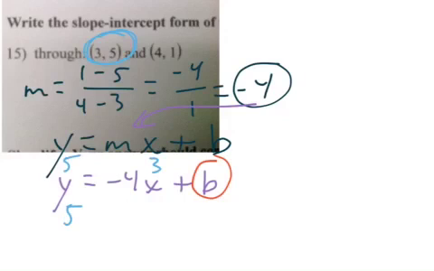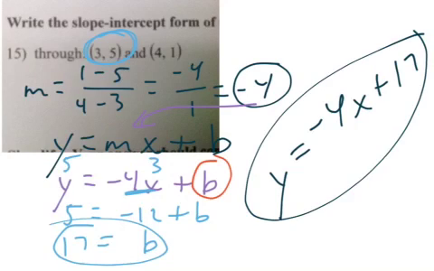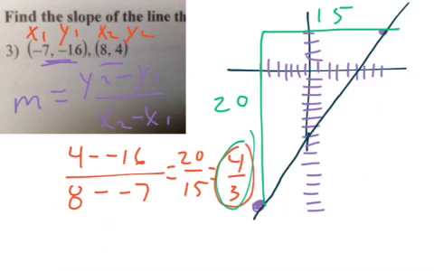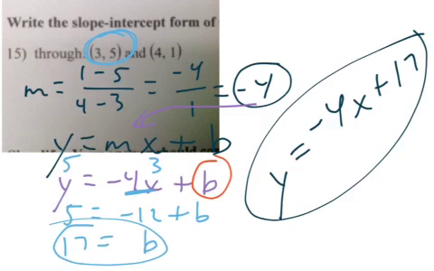Let's see what we get now. 5 equals negative 12 plus b, right there, negative 4 times 3 is negative 12. Adding 12 to both sides, b is 17. Hey, we know b, we already know m, hence the equation is simply y equals negative 4x plus 17. Let's check that with our answer key. There it is, right there, ladies and gentlemen. Problem 15, y equals negative 4x plus 17. Alright, we're really on a roll now.